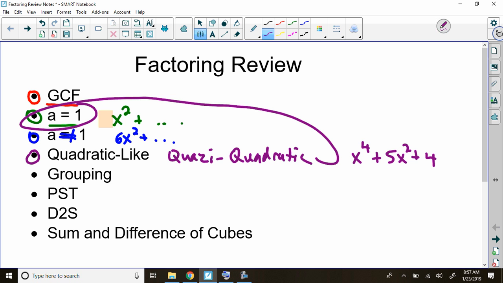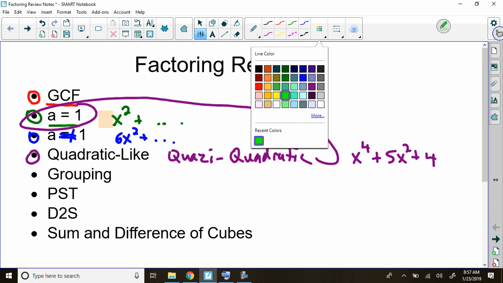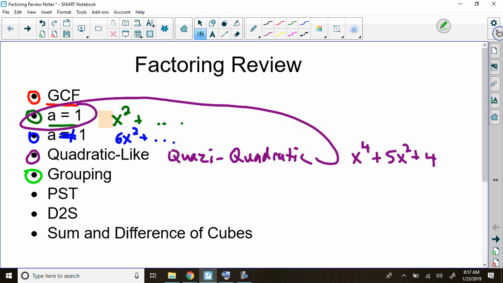Factor by grouping, probably one of my favorite techniques. It's when you have 4 terms, x cubed plus 5x squared minus 2x minus 10, something like that. I don't know if that green's going to show up. It's a pretty bright color.